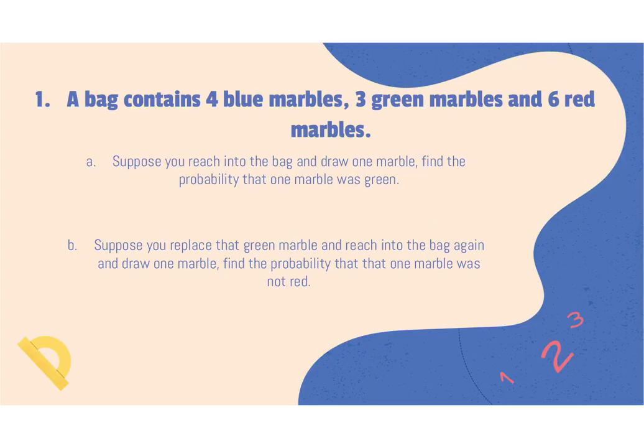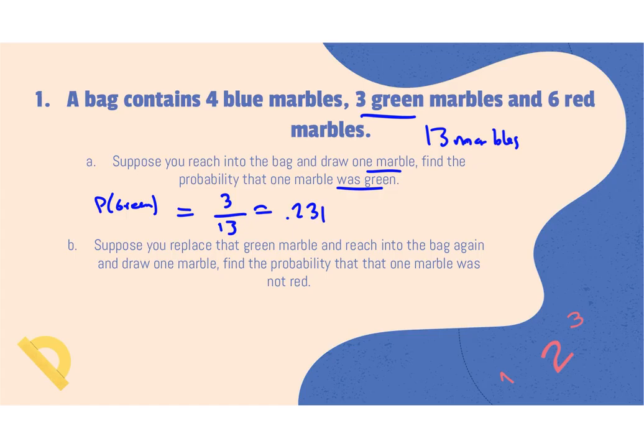So if a bag contains 4 blue, 3 green, and 6 red marbles, suppose you reach in the bag and draw one marble, find the probability that one marble is green. So my total marbles is 13, with 3 of them being green. So probability is what I want over all of my possibilities. So the probability of a green is 3 green out of 13, which is just going to be 0.231, 23.1%, or as a fraction, it would be that.